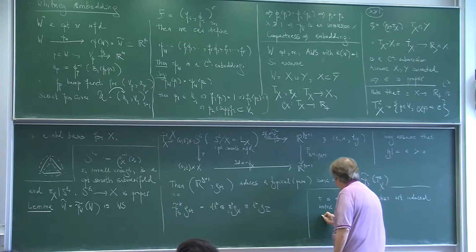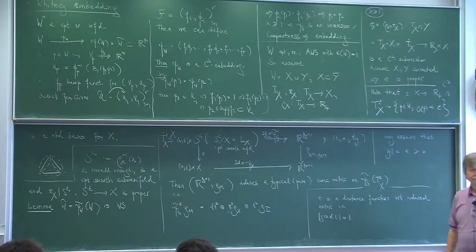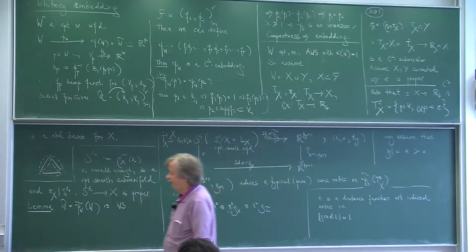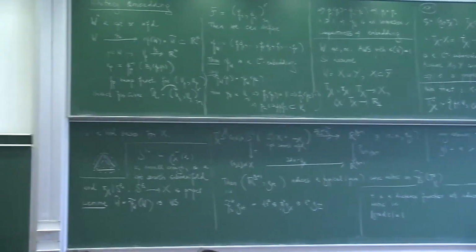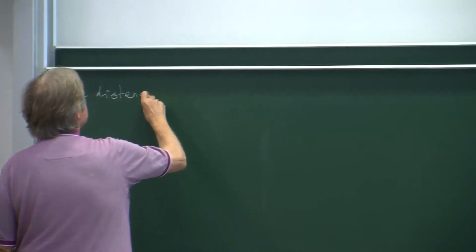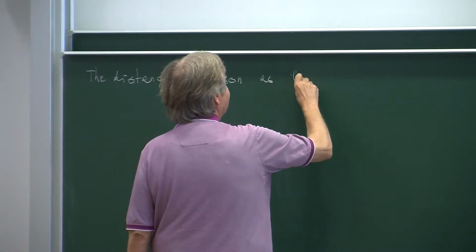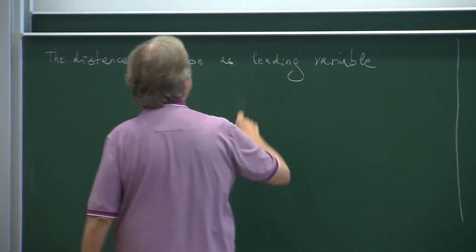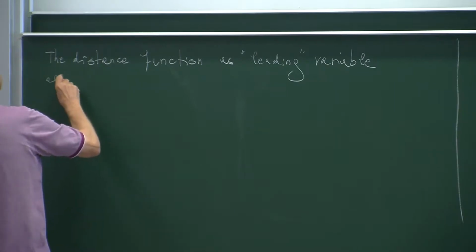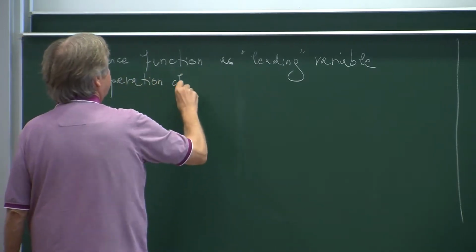So what does it mean? I think everybody knows it, that the gradient of t has norm 1. This is a very useful object because with the distance function, you can describe the fibers you have. The distance function, as, so to speak, leading variable, allows separation of variables.